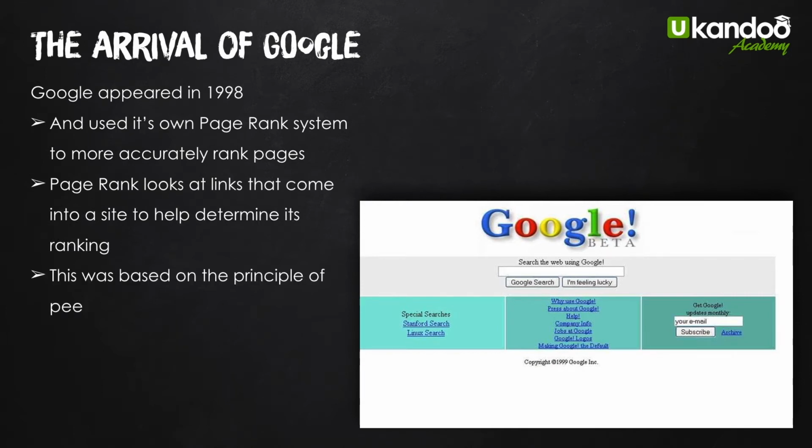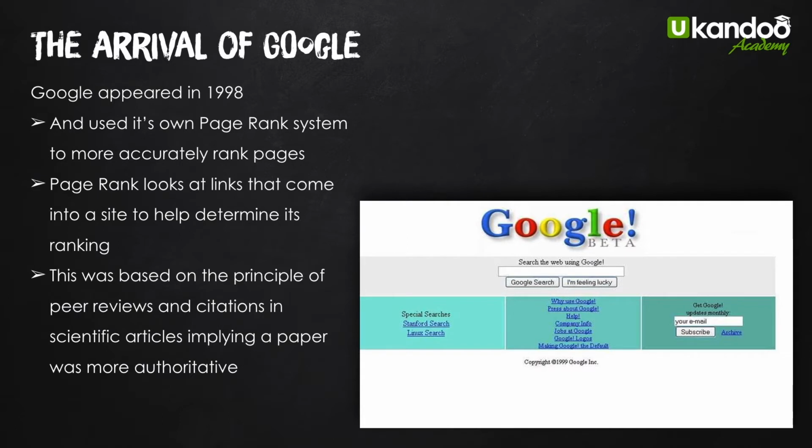It was based on the scientific principle that more peer reviews and citations in scientific articles implied a paper was more authoritative. So if you wrote a paper and it was cited by Nature, then Nature wouldn't cite it unless they thought it was absolutely and utterly trustworthy. That's really where Google built their first principle. But in doing so, it also gave birth to link building. That was why link building worked so well initially. You could build links from authoritative sites, and Google then thought, well, it must be authoritative, it must be a trusted site because it's been peer reviewed on strong sites.